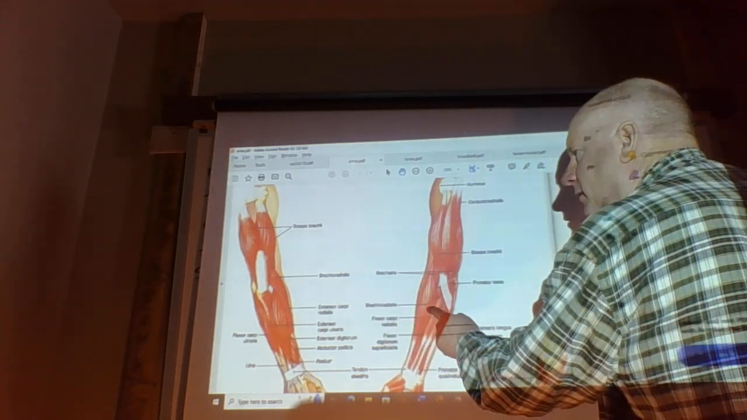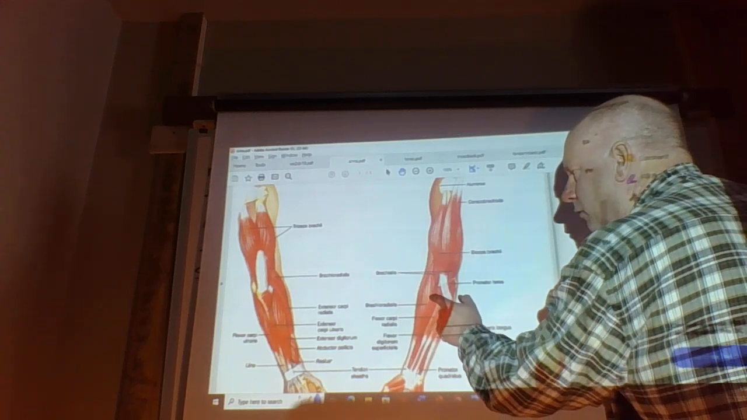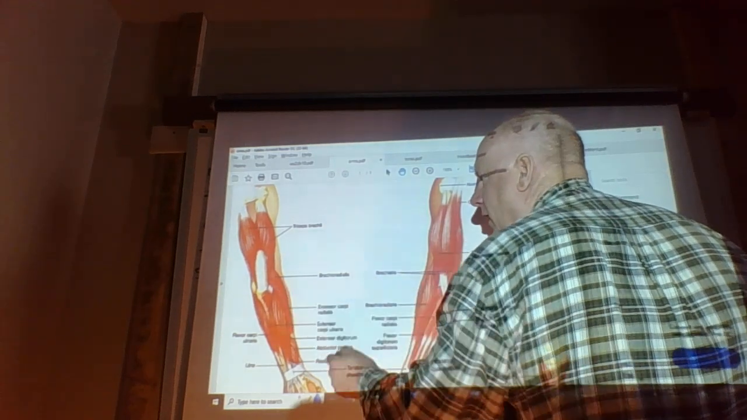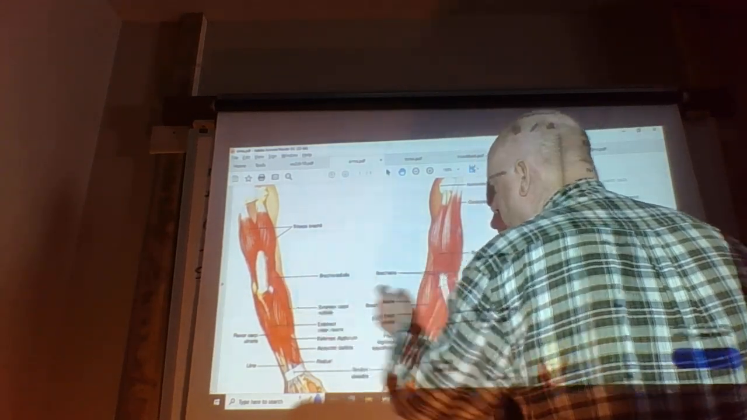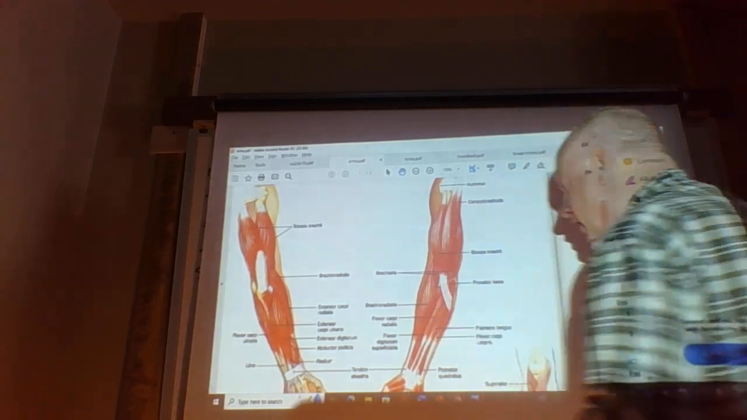Also the brachioradialis. What happens is on an anterior view, this actually wraps itself around, and then that's what you're seeing on the back side. So this actually flips itself around. Now we see it on the front view, the brachioradialis.